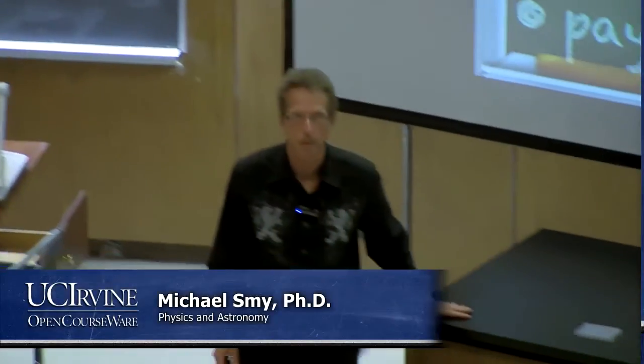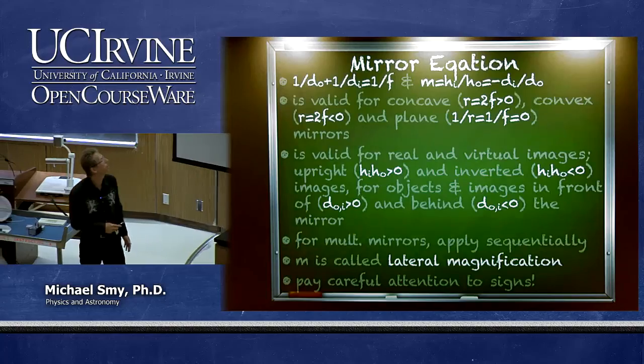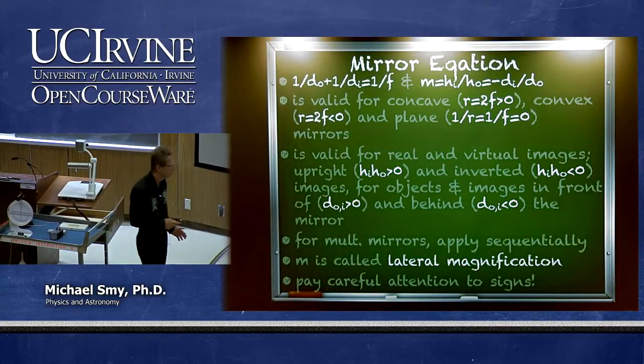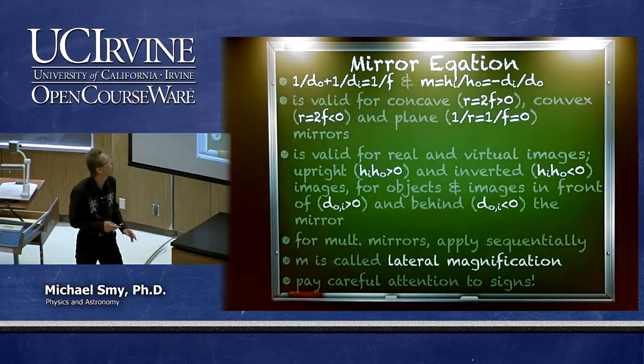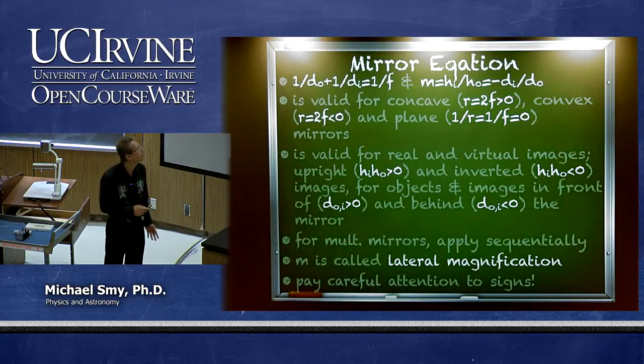So we talked about mirrors last time and images. And you might remember that I gave you this equation that can help you to find the location and size of the image, given that you know the location and size of the object.